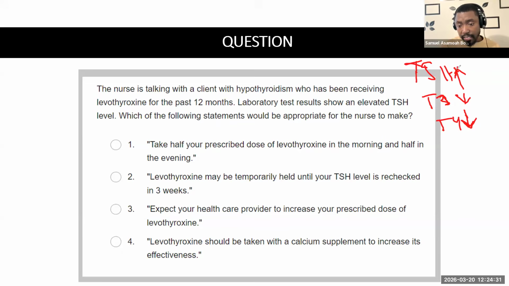So if you see the TSH high, the T3 and T4 are low. Of course, that is probably the reason why TSH is high. When T3 and T4 are low, what condition is that? Hypothyroidism. Yes. So that confirms the diagnosis the patient is having. However, they've been on intervention for how long? Over 12 months. But still, they do the test and it's looking something like this.